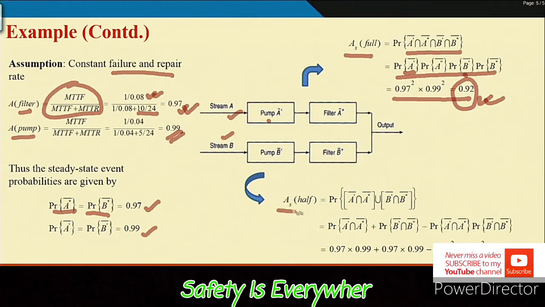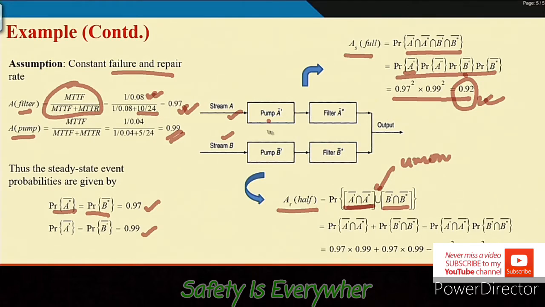Now, what will be the case for half production? If one of the two streams works, then half production. So, that means either stream A works or stream B works. So, stream A works is A dash bar intersection A double dash bar. Stream B works means B dash bar and B double dash bar intersection. Now, one of them works, that is why the union is given here. So, it is some kind of OR gate.